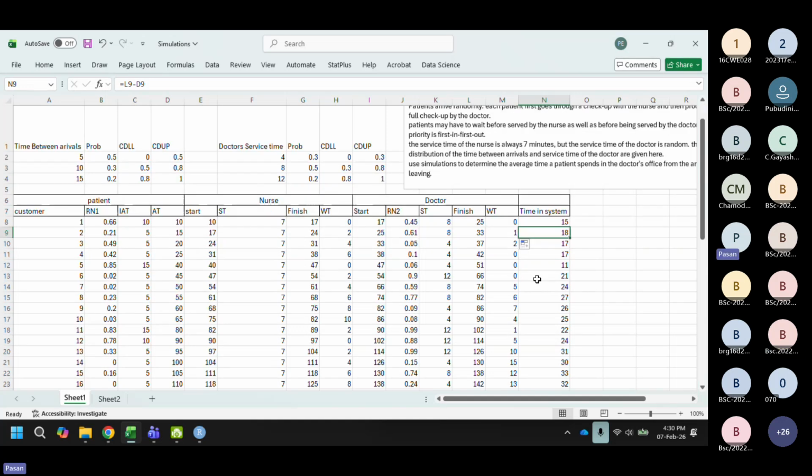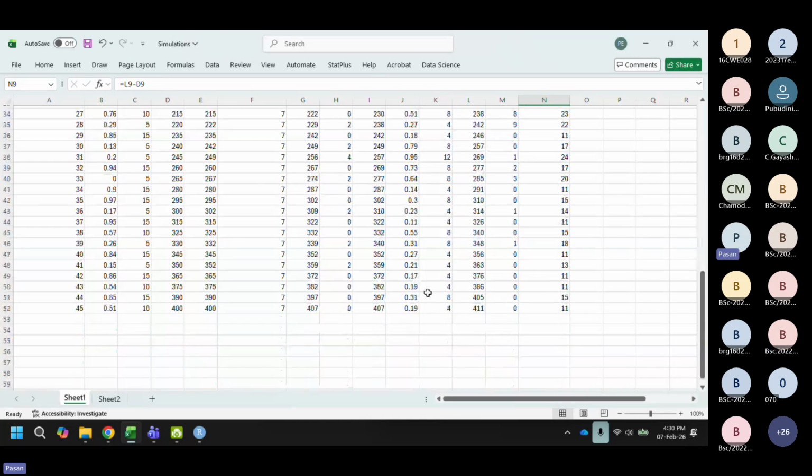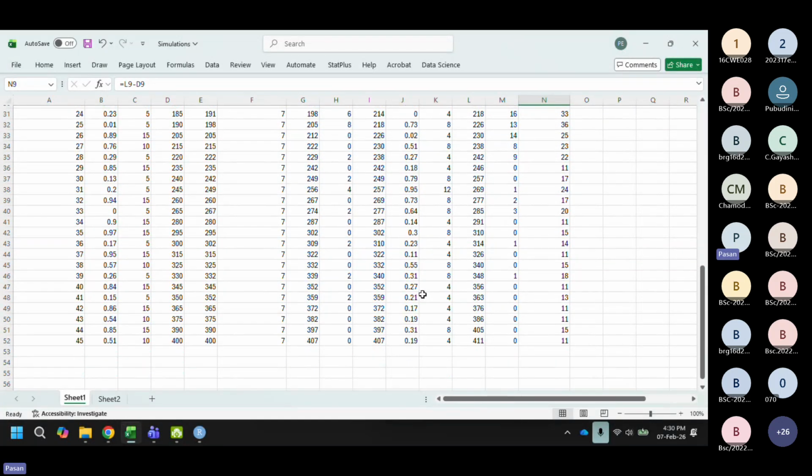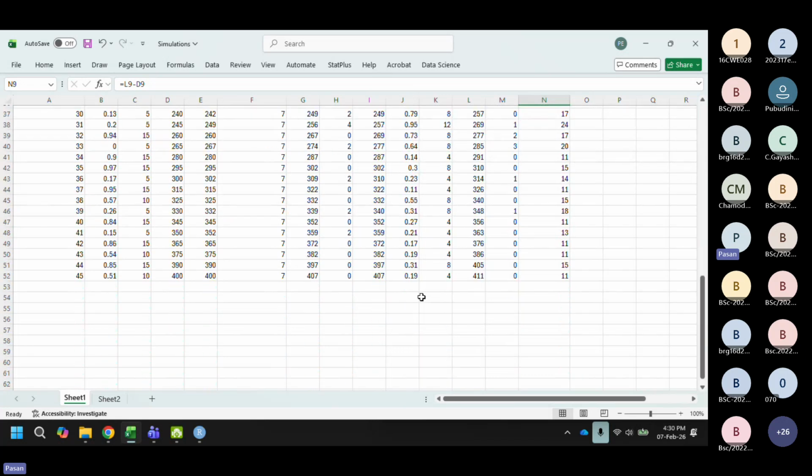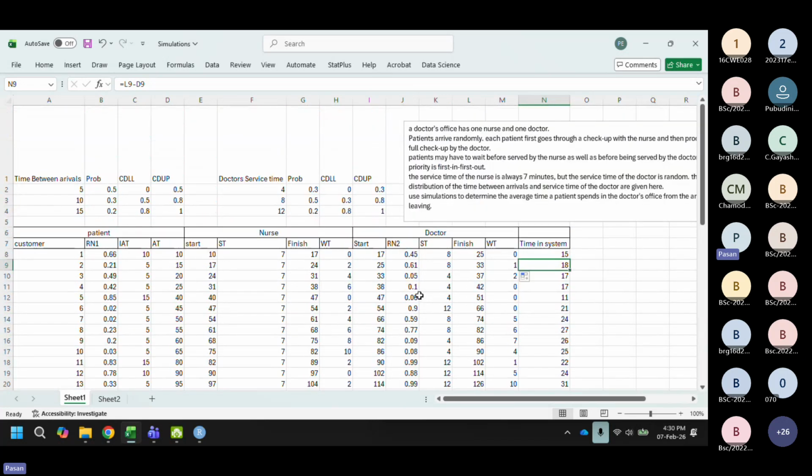So like that, we can repeat this for several customers. Finally, I did it for 45 of them, but you can keep on increasing this. And then the other question is to determine the average time patients spend in the doctor's office, that means from the arrival to the leaving, so the entire time. We can also find the average time spent with the doctor, but that we already have from the service time, right?